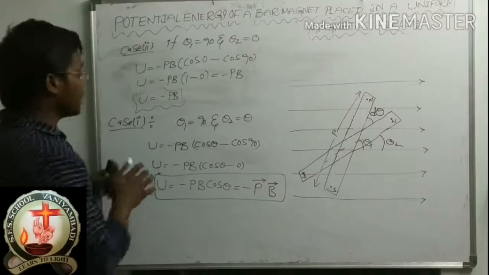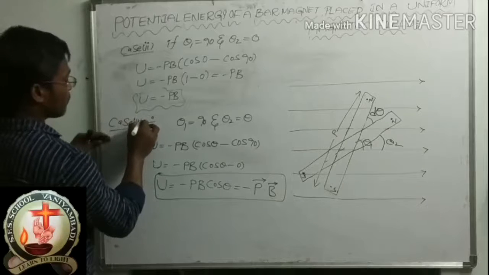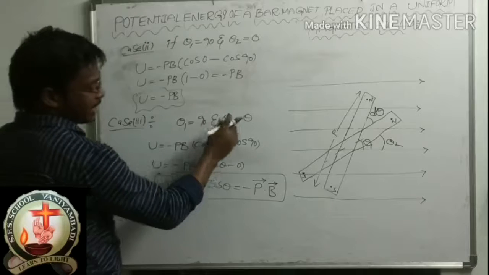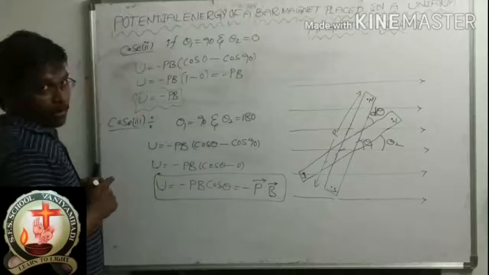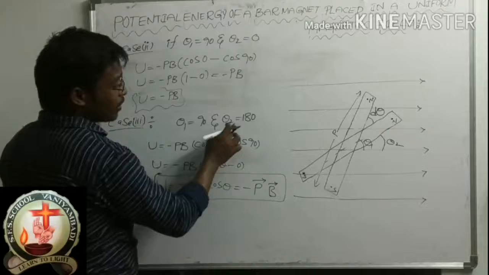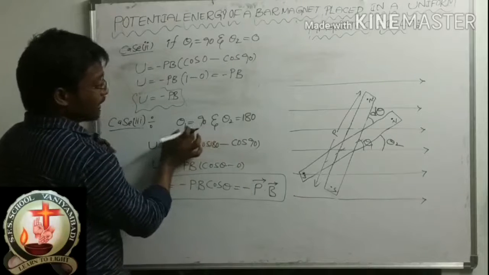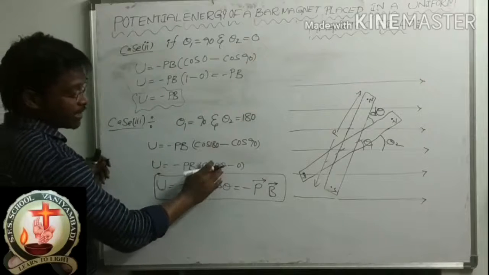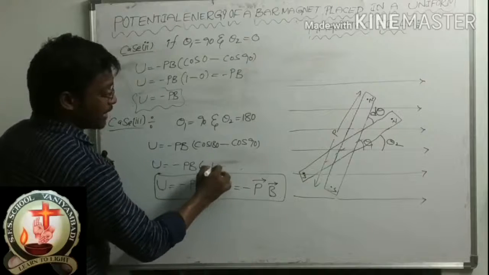Okay, now the third case. In case 3, theta 1 is 90 and theta 2 is 180. Then U is equal to minus PB, cos theta 2, how much? 180, minus cos theta 1, 90. Cos 180 value is how much? Minus 1. Cos 180 value is minus 1.